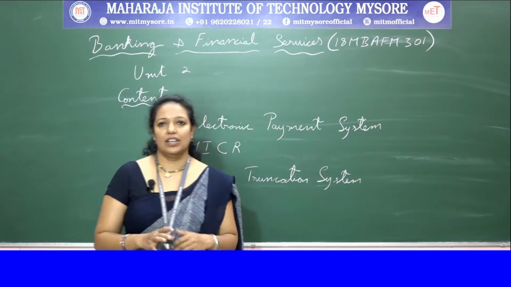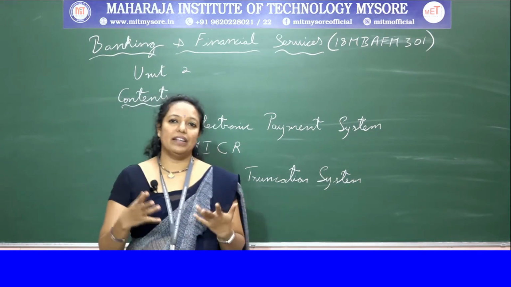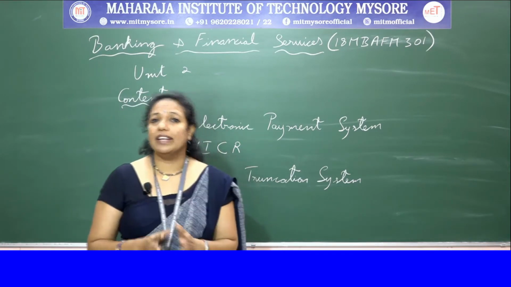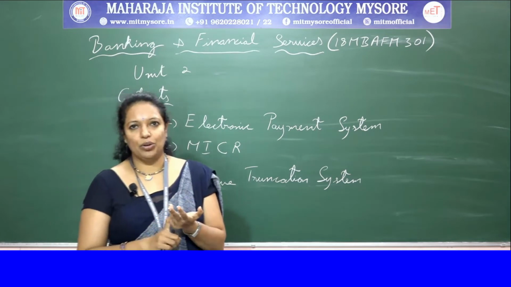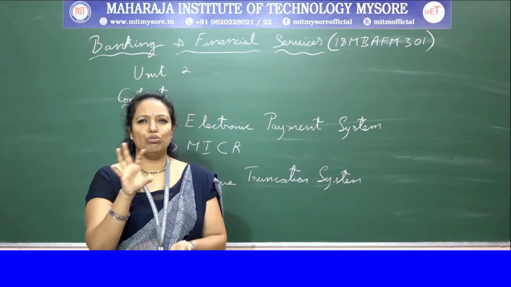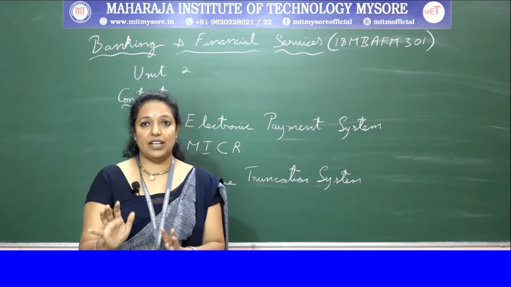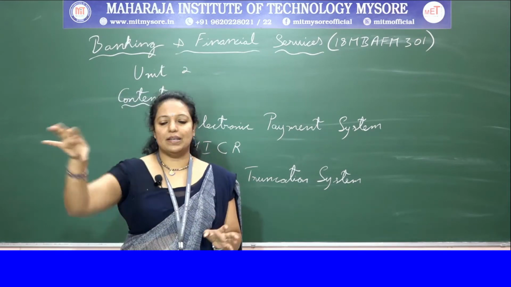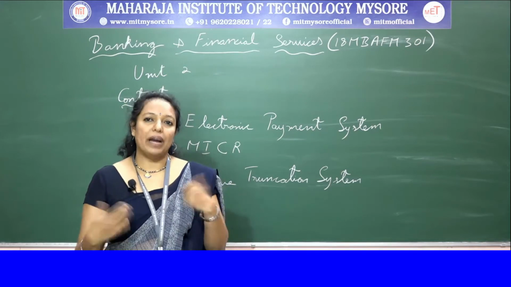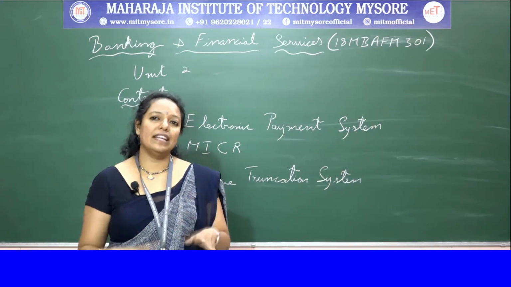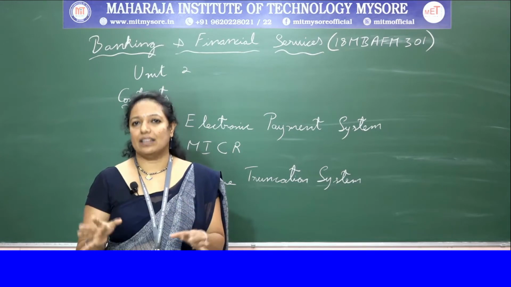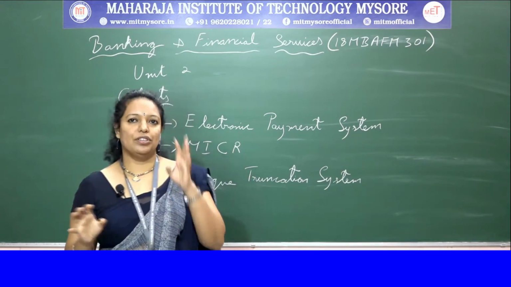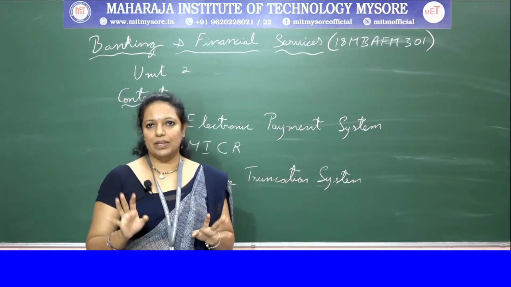How does this work? What are the parties involved in an electronic payment system? The first party is the card holder. Card holder is a person who is a consumer or a purchaser. Then next is the merchant. Merchant is a person from whom we are buying the goods, who is selling the goods or services to us. Okay, we call him merchant. So there is a card holder and there is a merchant.